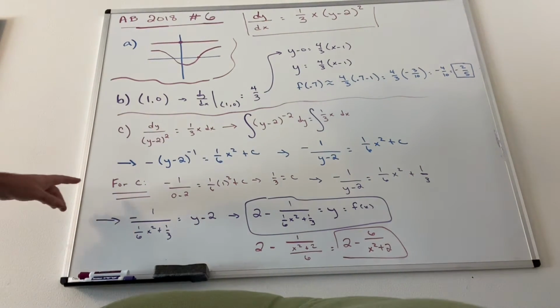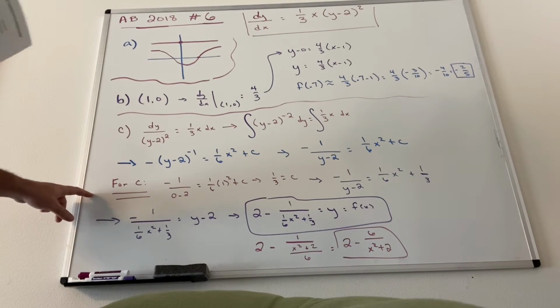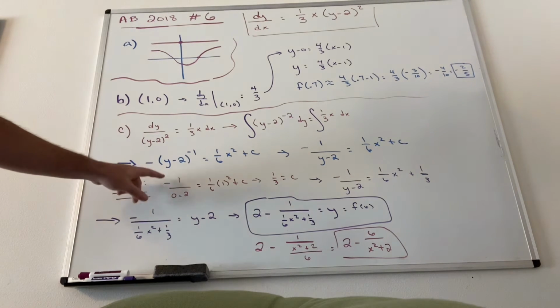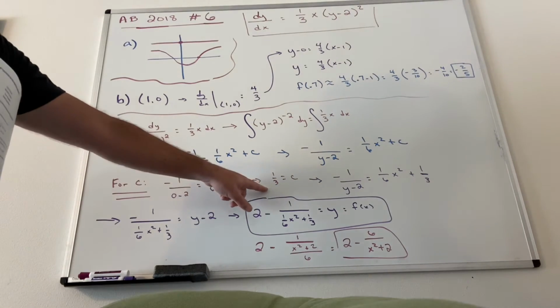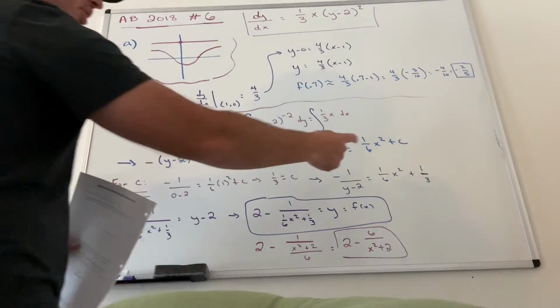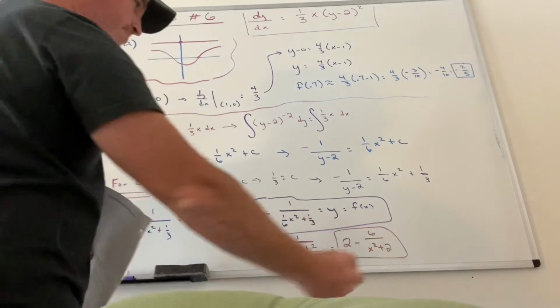Okay, you want to find C. They told you that f of 1 was equal to 0, so I'm just plugging and chugging. That's a 0, and that's a 1. Do your arithmetic, and you get 1/3 for C. And now where I saw C, I just replace it with 1/3.